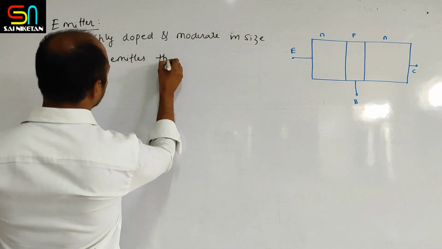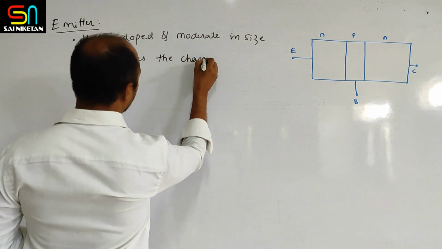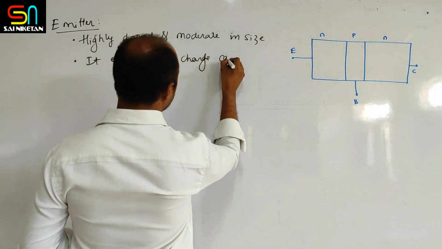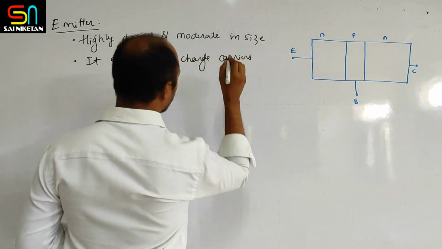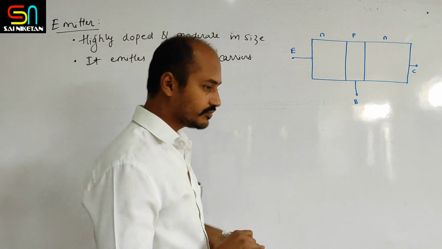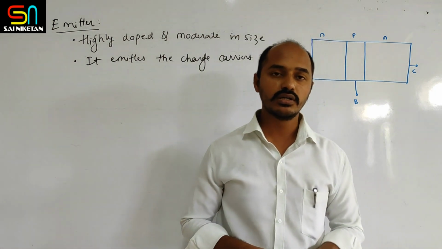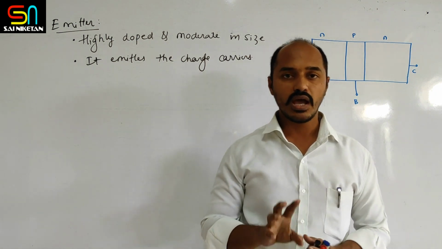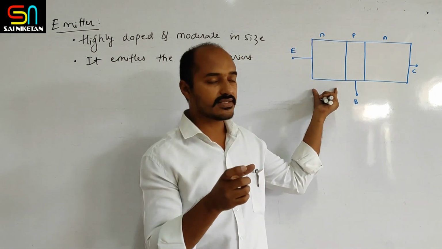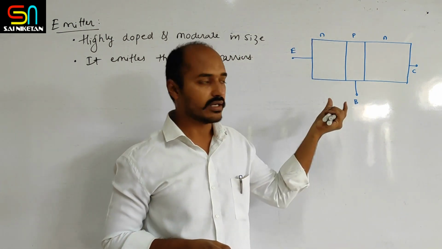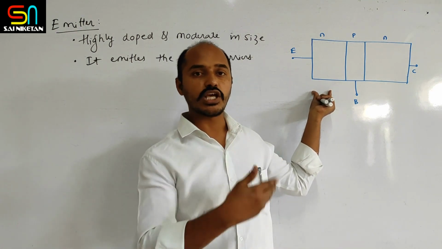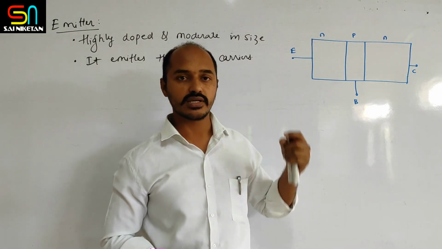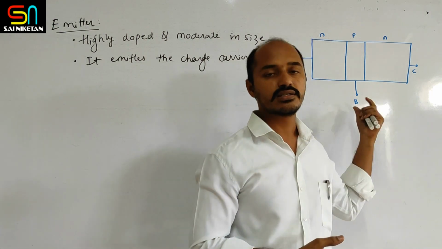the charges, or you can say charge carriers. So here while defining the emitter, you have to remember 2 points. It is highly doped and moderate in size, and it is emitting the charge carriers. Because of this reason, it conducts the current.